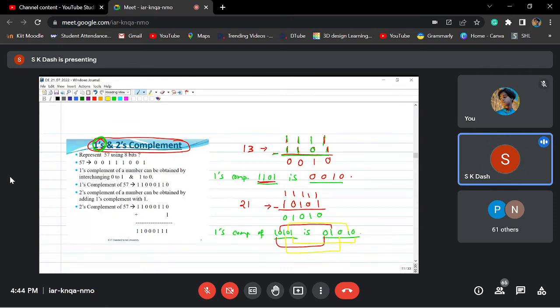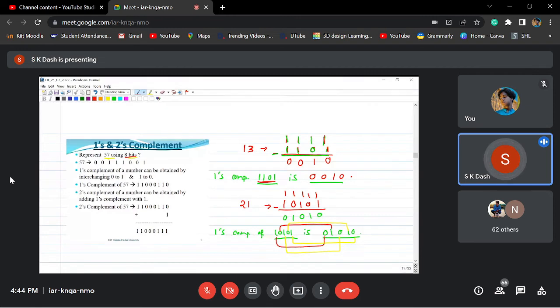Okay. So the same example is given. Here it is mentioned, first of all, represent 57 using 8 bits. How many minimum bits are required to represent 57? 8? No, 8 is not required. I'm asking how many minimum bits are required. 6 bits are sufficient. But the question asks for 8 bits, so you have to take 8 bits.